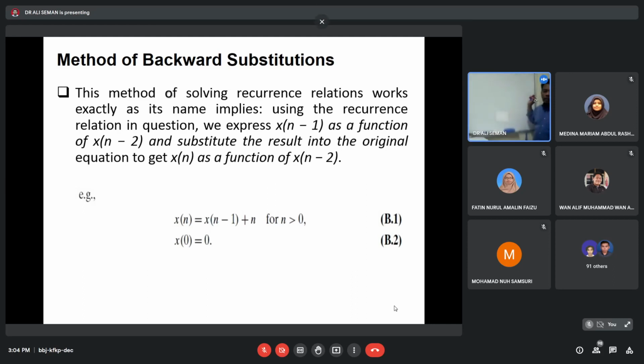And you stop. And substitute the result into the original equation to get x of n as a function of x of n minus 2. That is the idea. We need to substitute the method n minus 1. So we increase n minus 1, n minus 2, n minus 3, n minus 4, until n minus n. If n minus n stopping is 0, or if n minus k equals 1, you need to stop. Something like that. Okay, that is the idea. Clear?